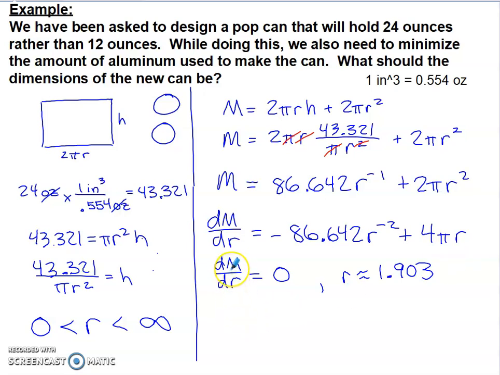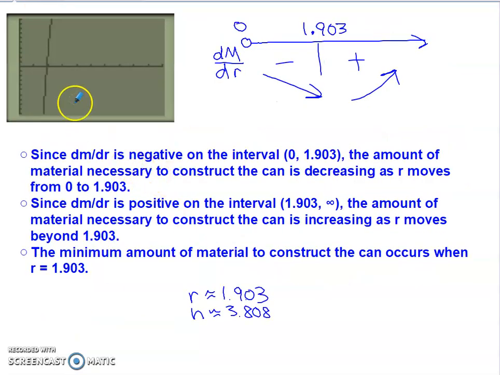Now you see here I've said I'm setting dm dr equal to 0. And the solution I get for that is 1.903. I'll show you where I got that. I did break out the calculator for it. This is a graph of dm dr. And the location where that graph is equal to 0 is 1.903.